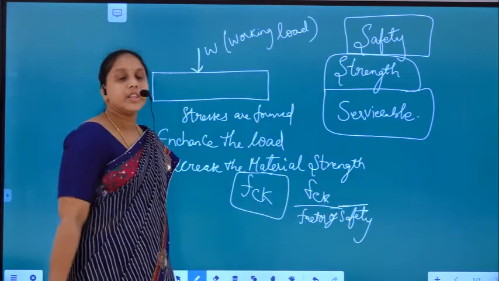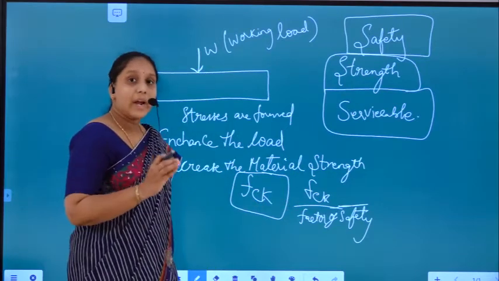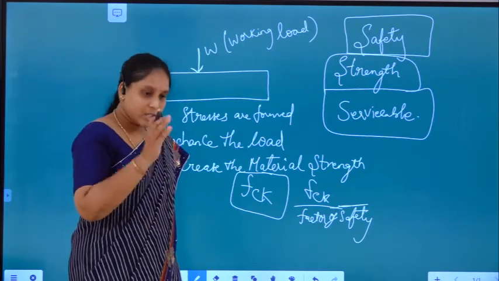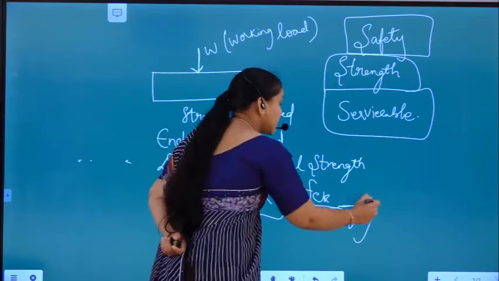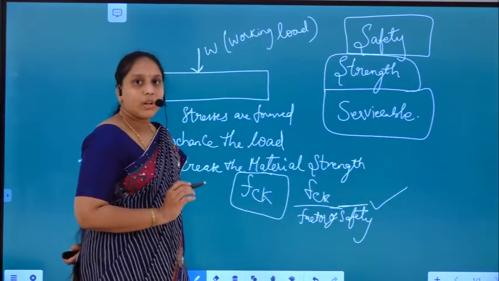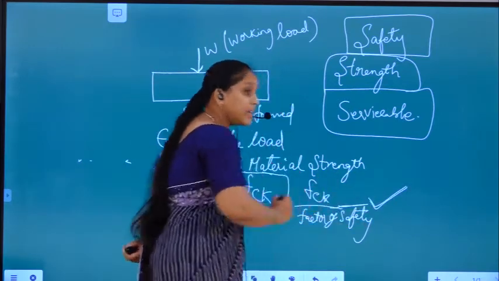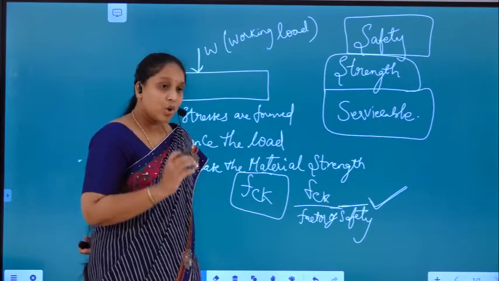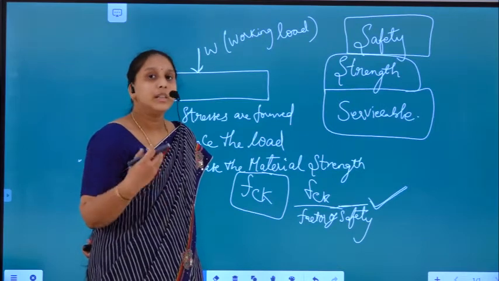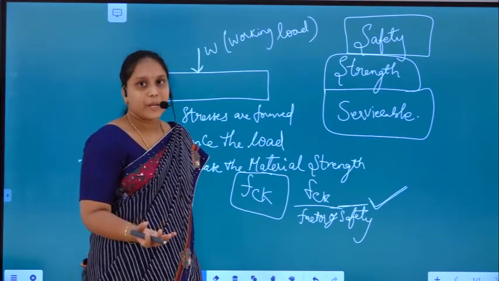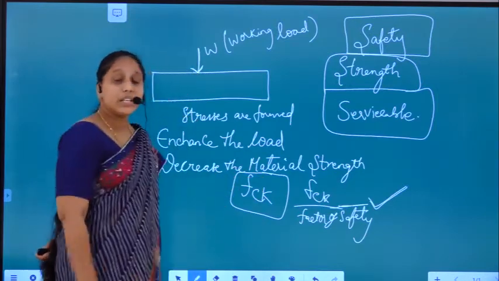So by dividing it with a factor of safety, what am I doing here? I am reducing the material strength, and I am designing in such a way that this particular material has only this much strength. Okay, is it clear or not? So the material possesses only this much strength. If the stresses induced are more than that, what will happen? The material will start failing. So that is what I am going to consider in the design.